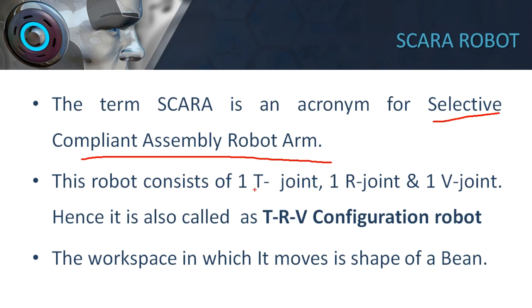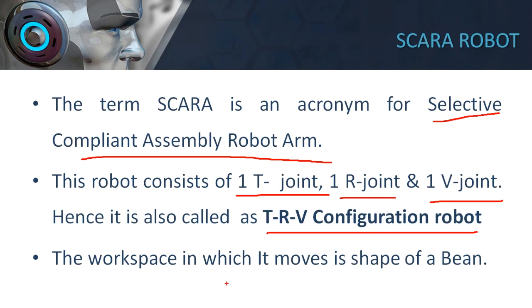This robot consists of one T joint. What is a T joint? Twist joint, which enables the robot to move 360 degrees, and then one R joint. R joint is a rotational joint, and then one V joint. Here you are seeing one joint which was not discussed in the previous configuration, that is the V joint, the revolute joint. The revolute joint gives the flexibility to move the end effector in a direction perpendicular to the axis of the input link. Hence, it is also called a TRV configuration robot.